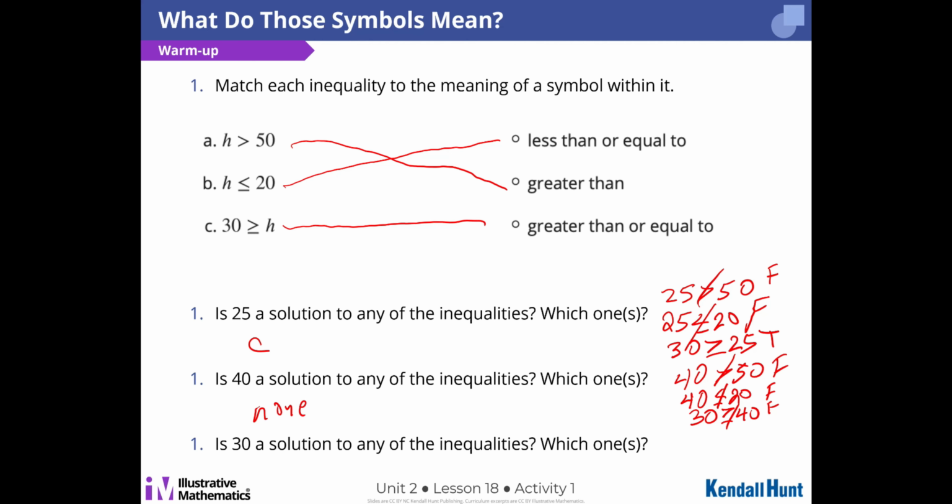And is 30 a solution to any of these inequalities? Which ones? The first one will be 30 greater than 50. That's false. 30 less than or equal to 20. That's false. And 30 greater than or equal to 30. That's true because 30 does equal 30. So C does work since 30 does equal 30.